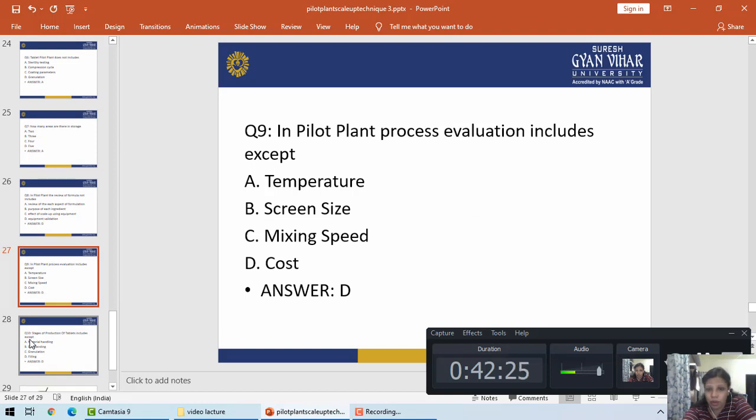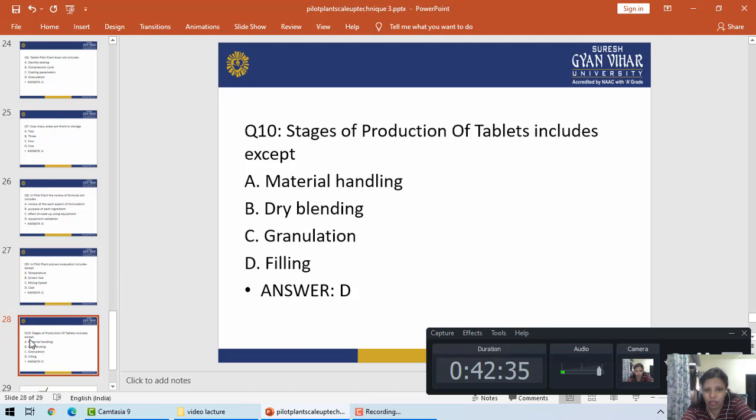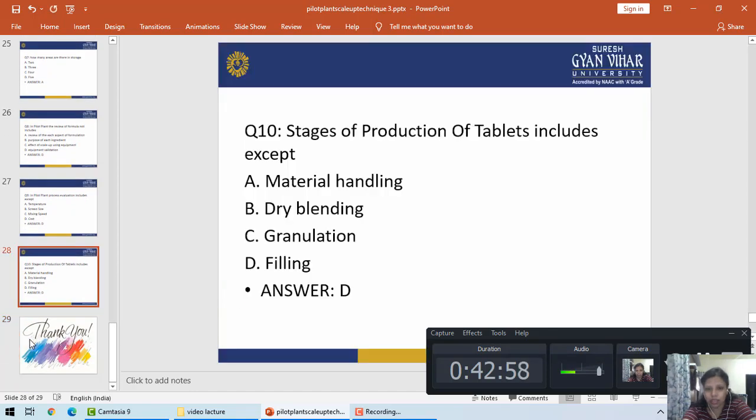In pilot plant, process evaluation includes all except temperature, screen size, mixing speed and cost. Obviously in pilot plant scale up, cost is not included. Last question: stages of production of tablet include, except, material handling, it is there. Dry blending, it is there. Granulation, it is there. Filling is not there because tablet is a solid dosage form, so filling is not required here. So except the filling, all the steps are there.